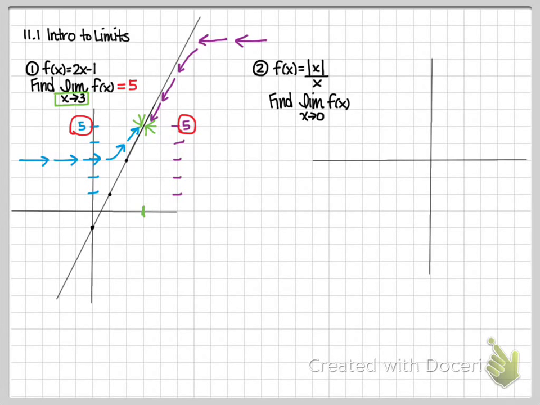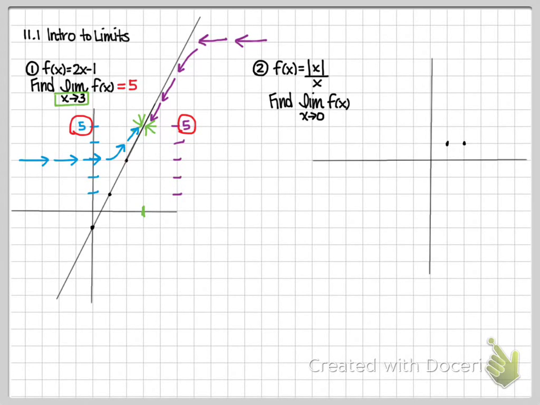All right, so let's start plugging in values that we know. So if I plug in 1, well, the absolute value of 1 is 1, divided by 1 is just 1. So I get 1. If I plug in 2, the absolute value of 2 is 2, divided by 2 is still just 1.